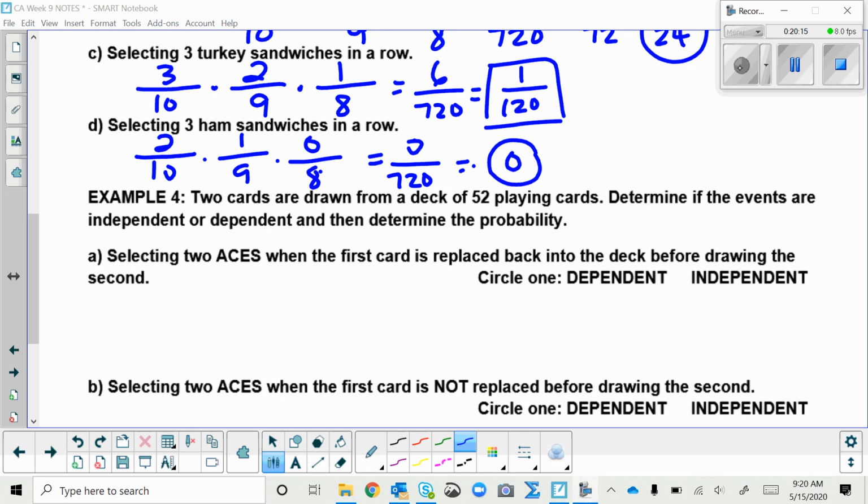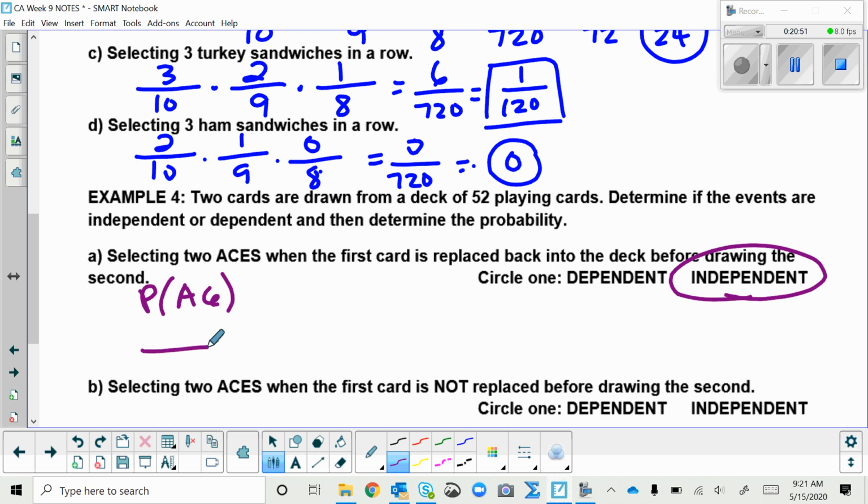So that is independent, right? Because when you replace the card back into the deck and you go to draw a card the second time, the circumstances are exactly the same as the first draw. You haven't changed the possible outcomes, or you haven't changed the probability. So the first probability is drawing an ace. Do you know how many aces are in a deck of cards? There's 4, right? So out of 52 possible cards, there are 4 aces.